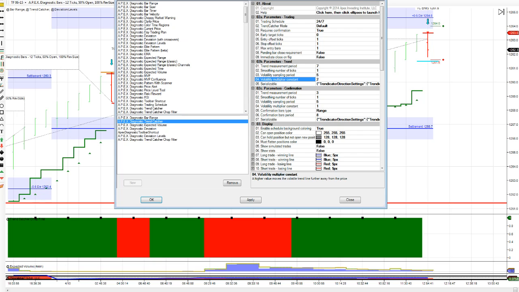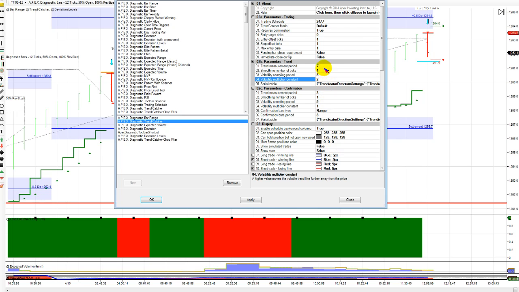Okay? So again, confirmation is false. Sim and stats are false. So we don't want them showing because it doesn't currently account for the chop filter. So it's going to give you a number that's not there. So sim and stats are false.